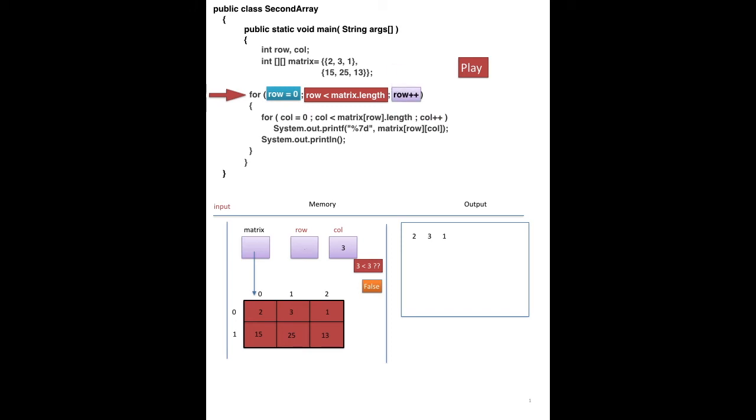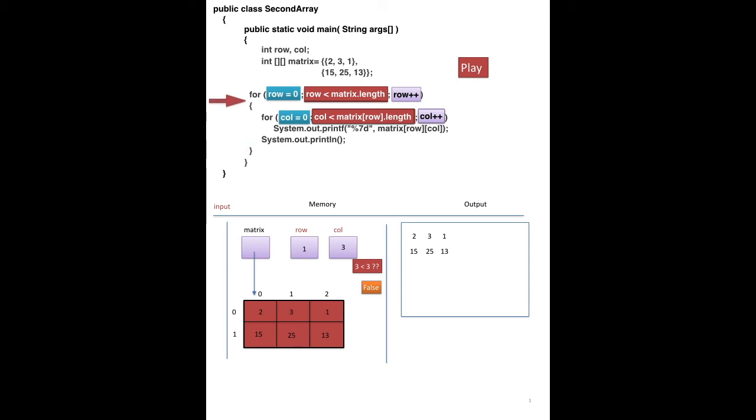We go back and increment row to 1. We check is 1 less than 2, true. So we go to the inner loop. Column starts again at 0. Is 0 less than 3? True. We print and increment column to 1. Is 1 less than 3? It's true. We print the second column. Column increments to 2. Is 2 less than 3? This is true. So print the third column and increment column. Check if 3 is less than 3. This is false. We finish the second row.